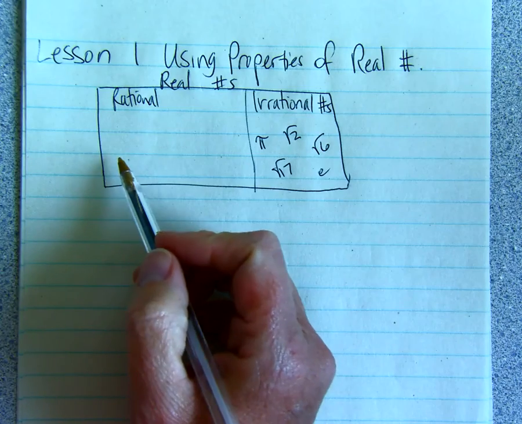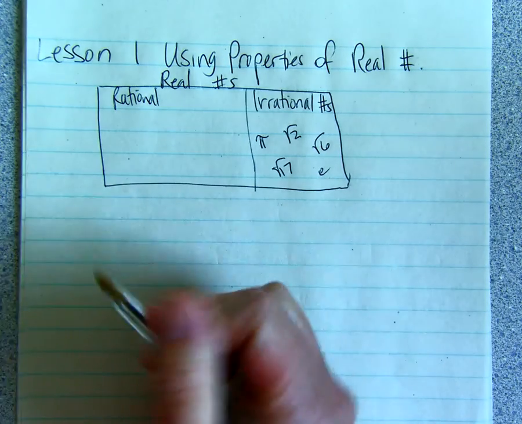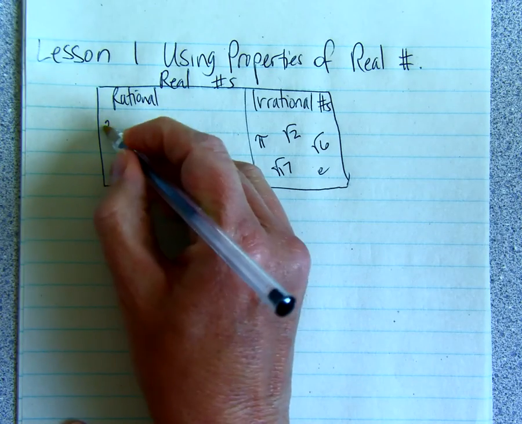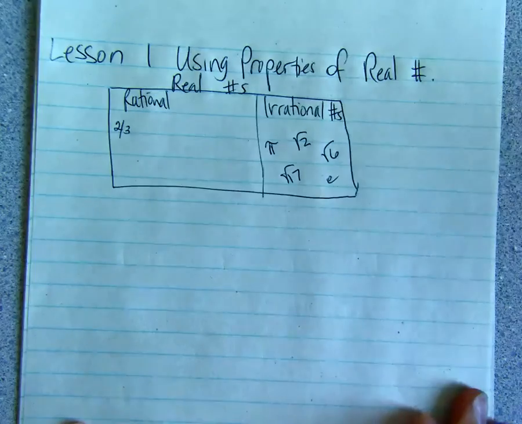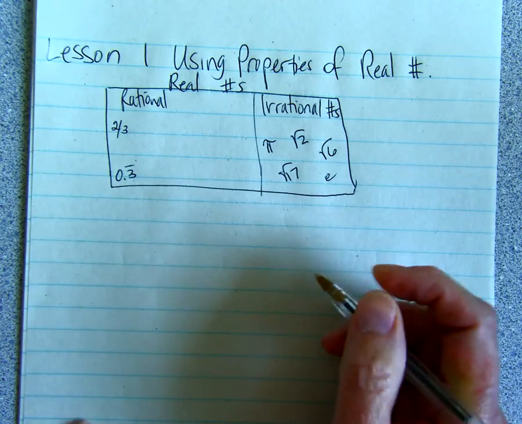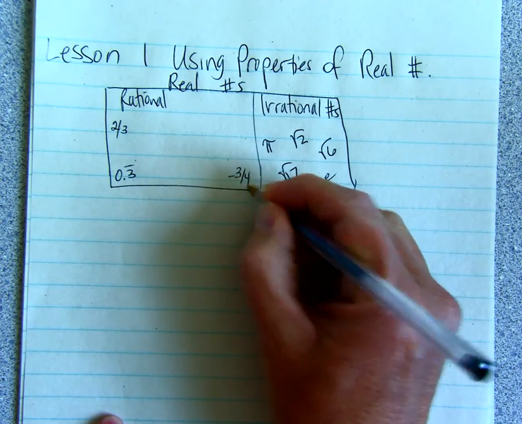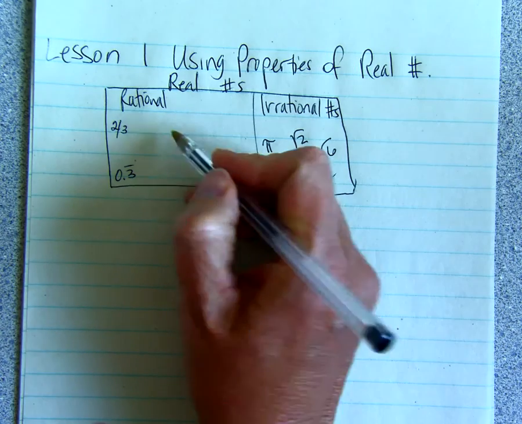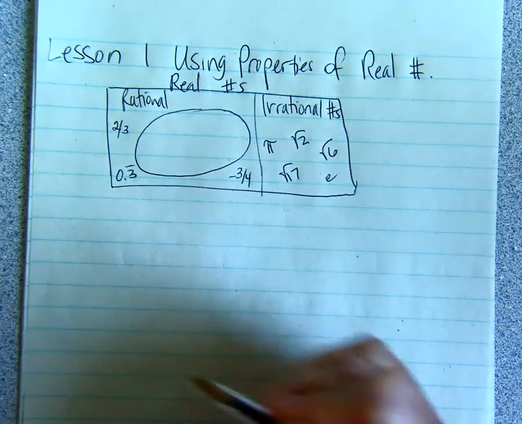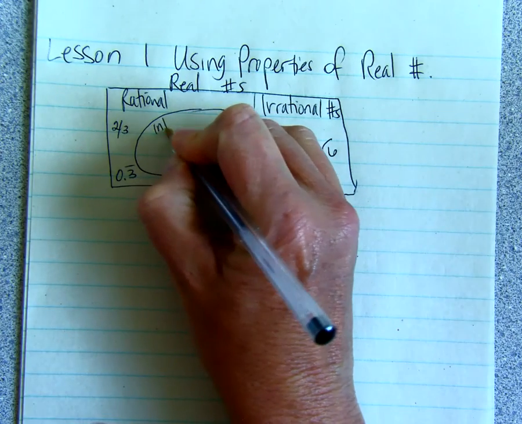Now, rational numbers are any numbers that can be written as a fraction. So we have like 2/3. They can be repeating decimals, 0.3 with a vinculum, -3/4, any of these fractions. Then we have a big subset of rational numbers called integers.